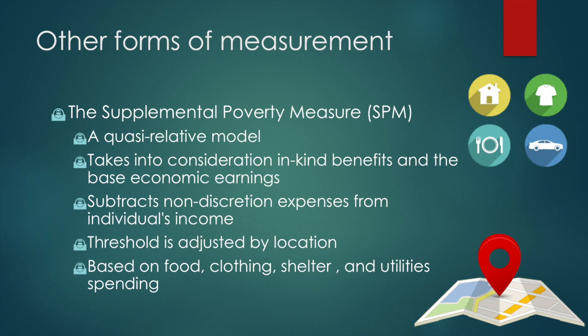The SPM uses the cash incomes of an individual, but it adds in-kind benefits like Social Security and unemployment benefits, and subtracts non-discretionary expenses that the individual or family will never see, like income taxes. The SPM's threshold is different than that of the OPM. The SPM has a set threshold around the 33rd percentile.